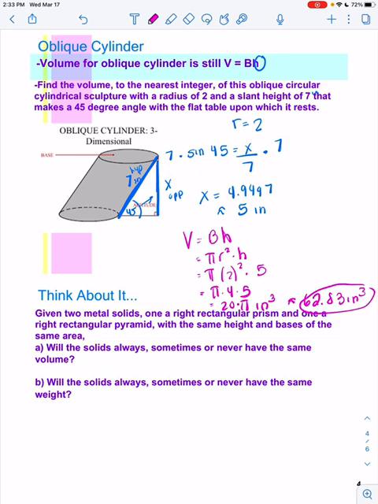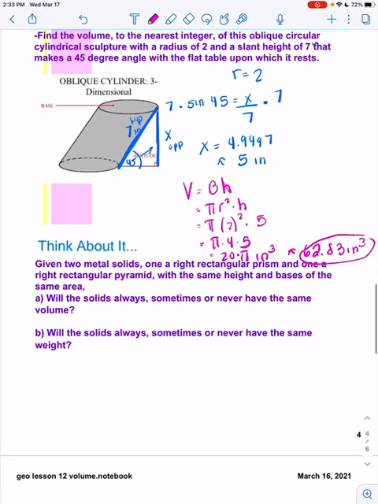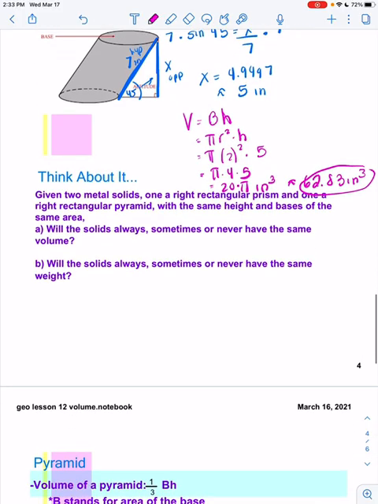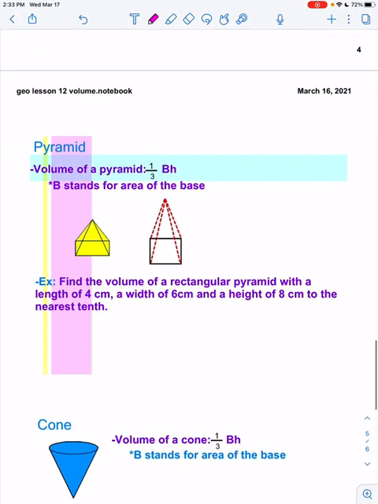We're going to skip this, think about it, but you guys can totally read this on your own time and see what you think about it. Maybe your teachers will have time to cover it in class, but I want to keep this video short, so we're going to keep it moving. We have a couple more shapes to talk about.